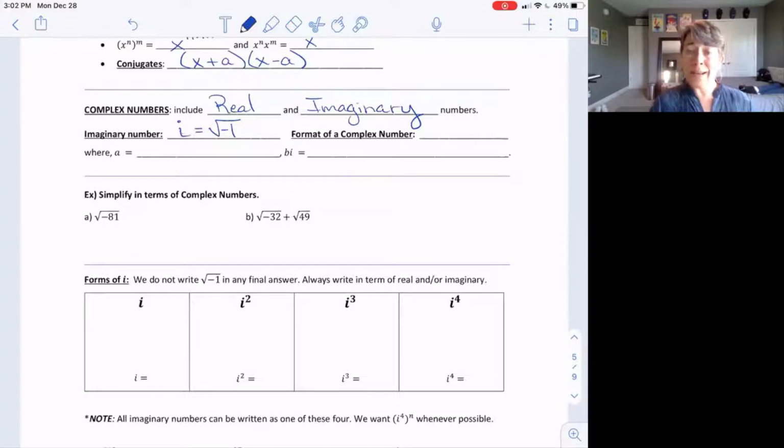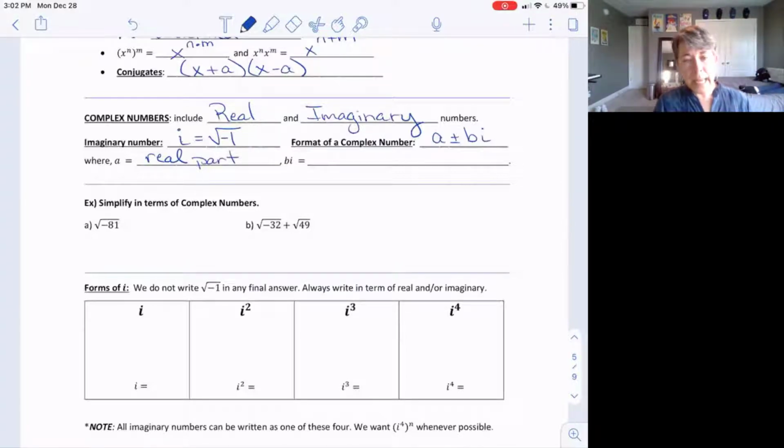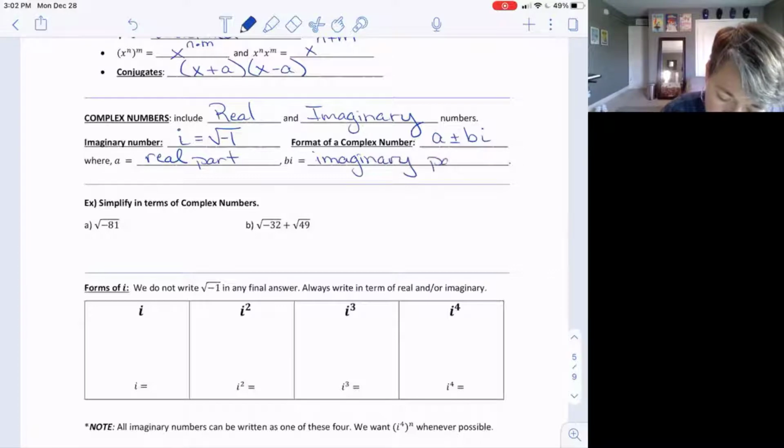So the format of a complex number is always a, and either plus or minus bi. It will always be separated, where a represents the real part of that complex number, and bi represents the imaginary part.